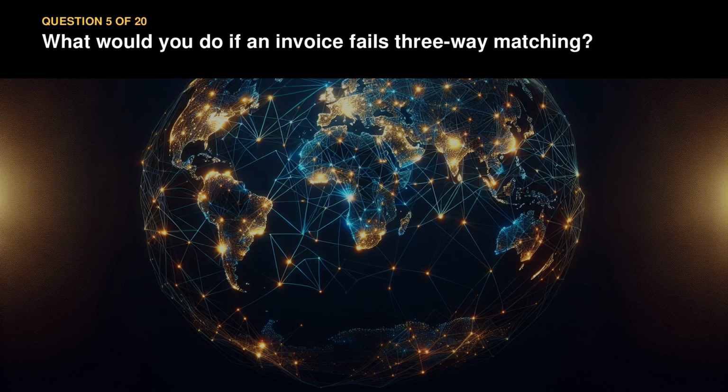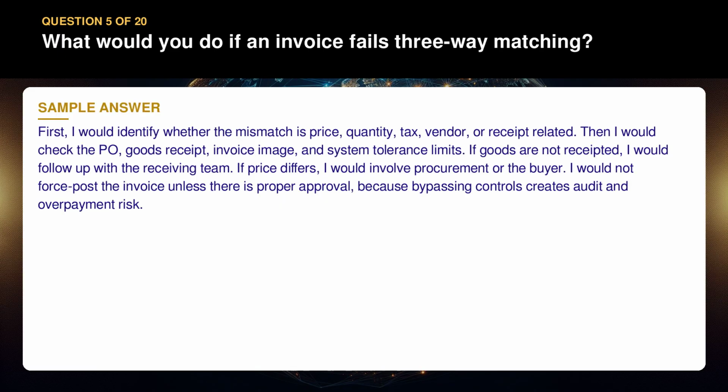Question 5. What would you do if an invoice fails three-way matching? First, I would identify whether the mismatch is price, quantity, tax, vendor, or receipt related. Then I would check the PO, goods receipt, invoice image, and system tolerance limits. If goods are not receipted, I would follow up with the receiving team. If price differs, I would involve procurement or the buyer. I would not force post the invoice unless there is proper approval, because bypassing controls creates audit and overpayment risk.